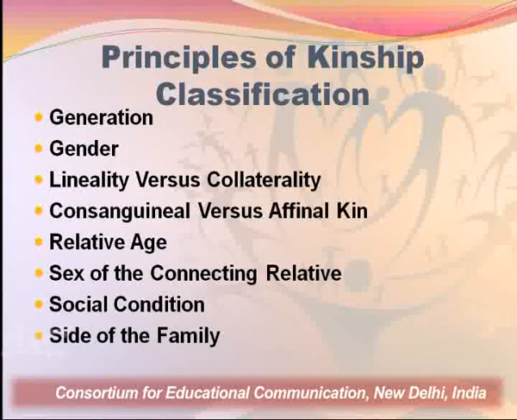Then the third classification is lineality versus collaterality. Lineality means that there is one straight line, that is, all your lineal relatives are those who are directly related through blood. So father, father's father and the father's father's father would be lineal relatives, whereas all those who are related through the lineal relatives are the collaterals. Then we also have another term, consanguineal versus affinal kin. The fourth is relative age of individuals, which is used for classification. The next is sex of the connecting relative, and others of less significance are social conditions and side of the family. As I go through the lectures, I will clarify these principles in a more elaborate manner.